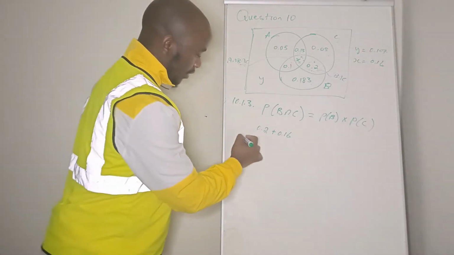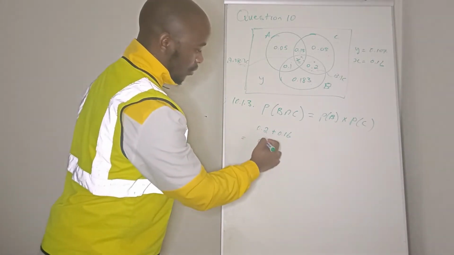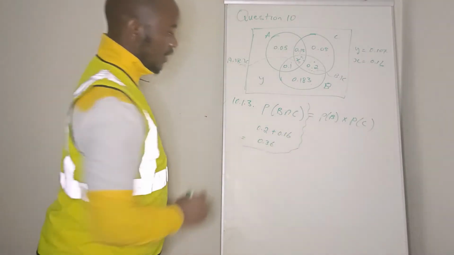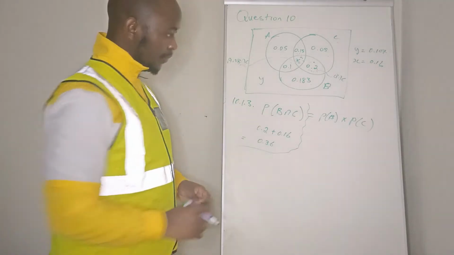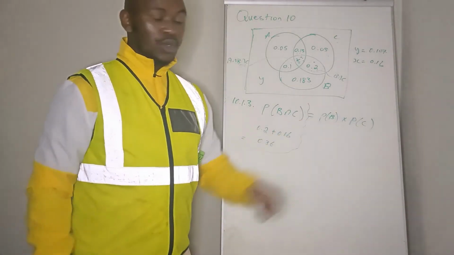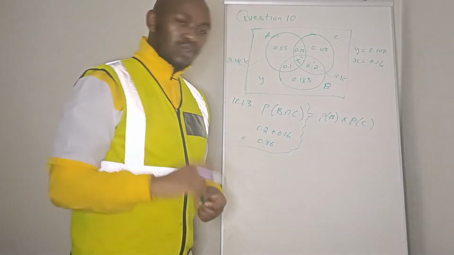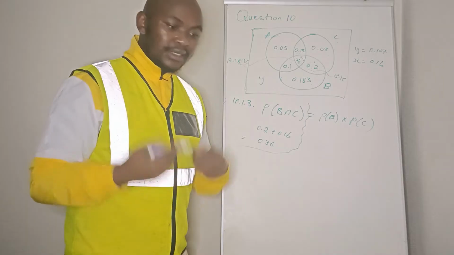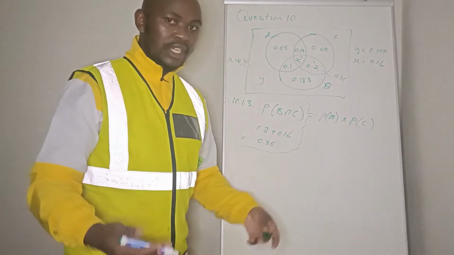And this gives us 0.36. So that is the probability of B and C. Now let's look at the probability of B times the probability of C. So how do we look at probability of B? Probability of B is the probability that the event B occurs.